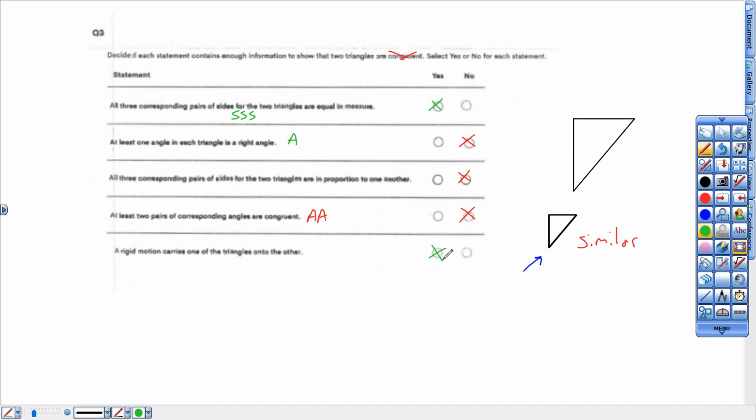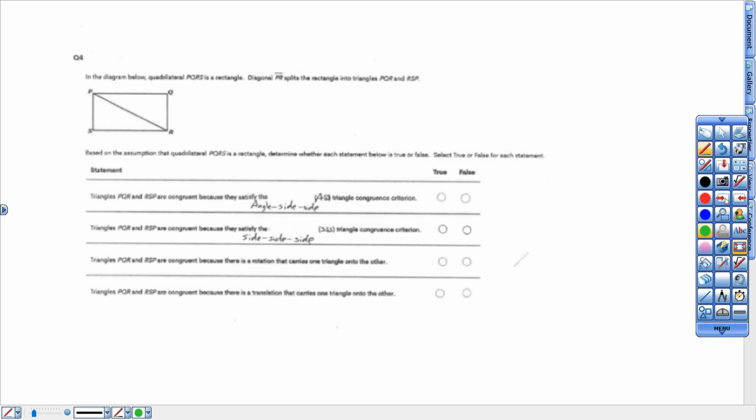All right, here we go. Number 4. This guy, looking at angle, side, angle, side, angle. A side sandwiched between 2 angles would be true. Side, side, side again. Anytime you see that, congruent.